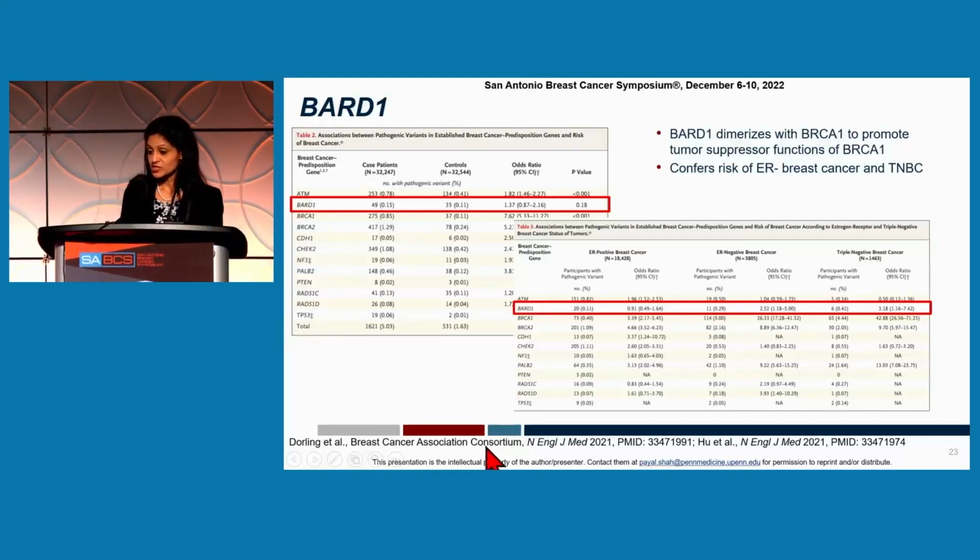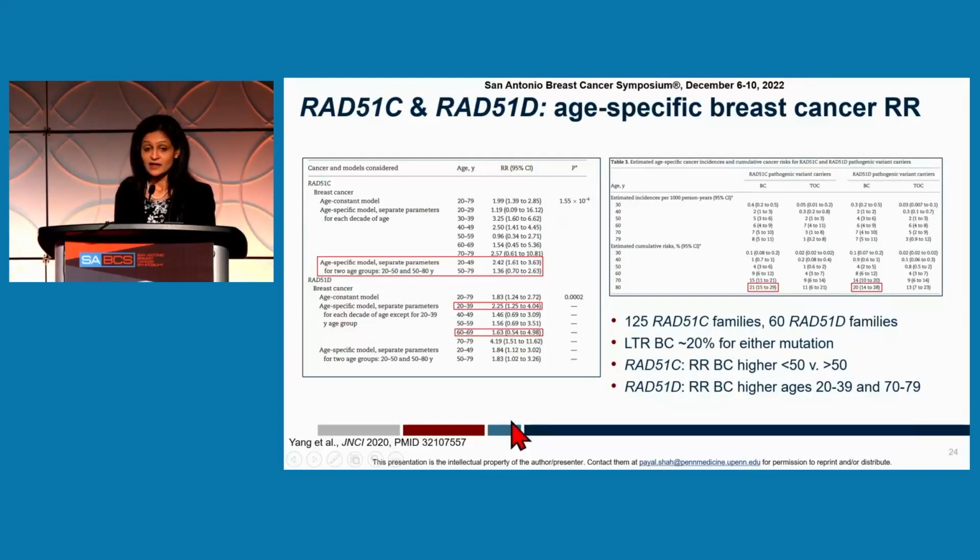BARD1 was looked at in the BRIDGES and CARRIERS data and appears clearly associated with ER-negative breast cancer and triple-negative breast cancer. Yang and colleagues evaluated the breast and ovarian cancer risks associated with RAD51C and RAD51D. They studied a group of 125 families with pathogenic RAD51C variants, as well as 60 families with pathogenic variants in RAD51D. They found that with either gene, there was a lifetime risk of breast cancer of about 20%, although there were gene-specific differences in terms of the age of diagnosis.